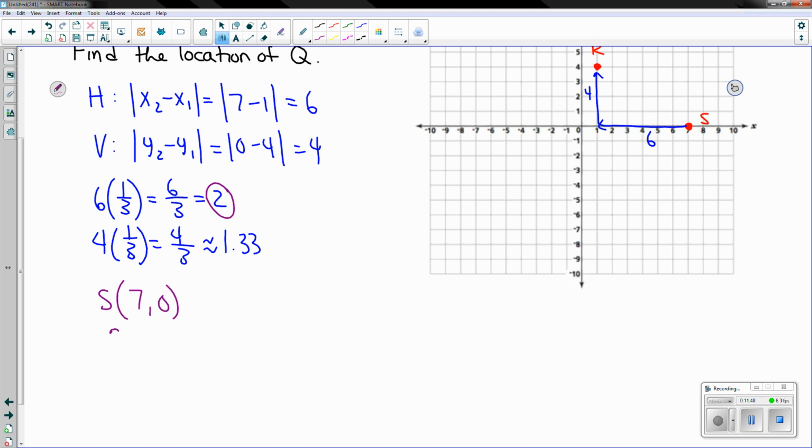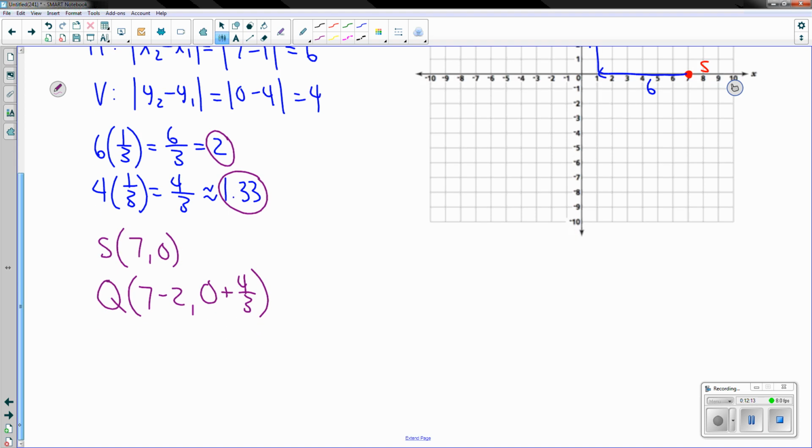So to get to this point Q, again, moving left, so we have to subtract 2. And then to move up, we're going to add to the y. So I have to add 1.33 to the y. 0 plus 1.33, or 0 plus 4/3, whatever you want to work with. Then we can clean this up. So Q is going to be at 5, and then 1 1/3.